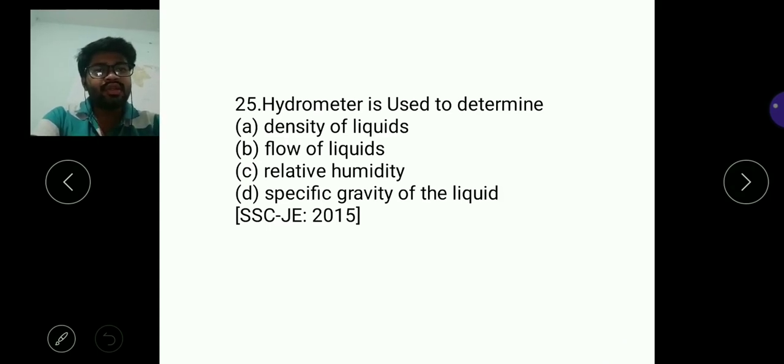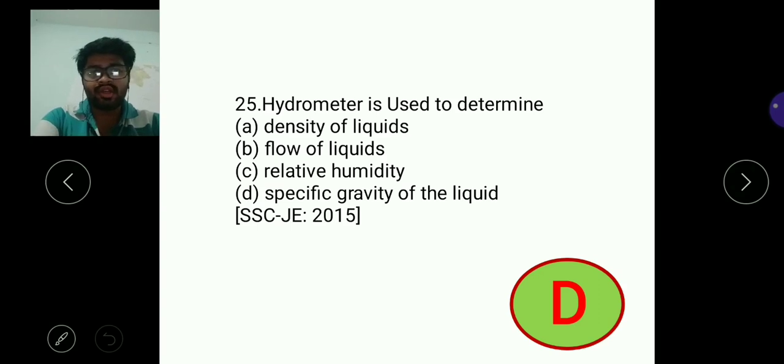Then hydrometer is used to determine what? Already I think we have discussed, that is the specific gravity of the liquid. Hydrometer is basically used to calculate the specific gravity of liquid, or relative density you can say. So D option will be correct here.